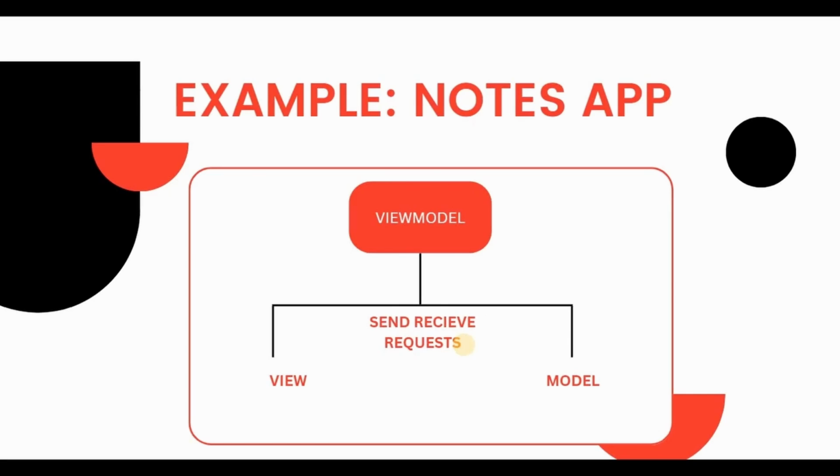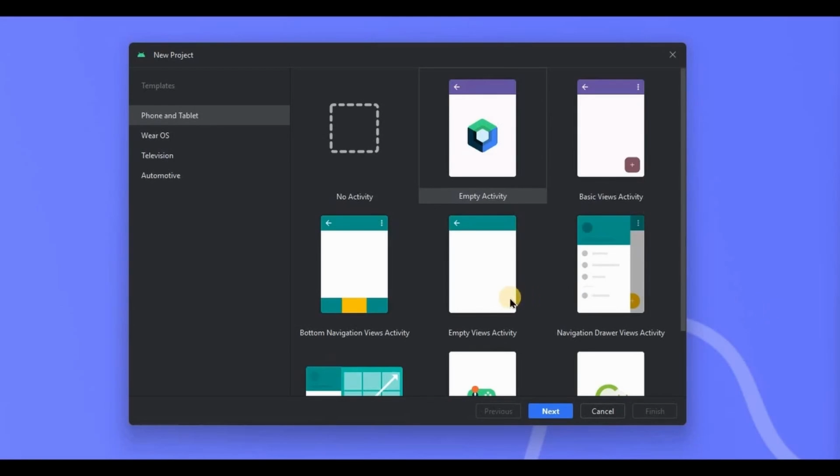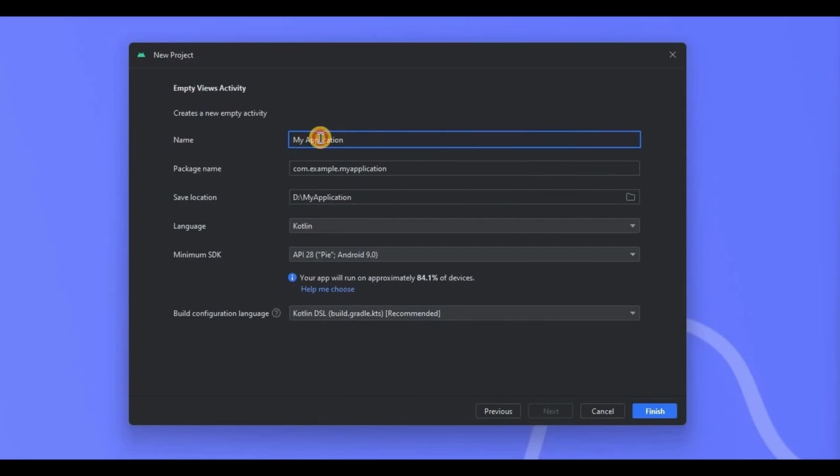This processing can also be done using LiveData. I'll cover this topic in the next video, so stay tuned for that. But for now, let's understand ViewModel in detail through an example. So open Android Studio, choose Empty Views Activity, and name the project as Learn View Model.